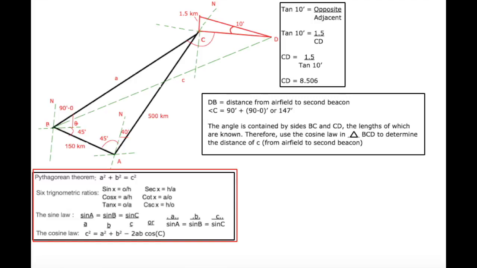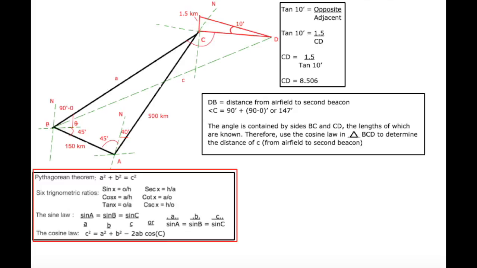Part B. From the diagram, CD represents the distance from the formation point to the airfield and is the base of a right triangle, having a vertical distance of 1.5 kilometers, which is the altitude of the aircraft. So using the primary trigonometric ratios, we need to calculate the length of CD. In this case, we are using tan theta equals opposite over adjacent.